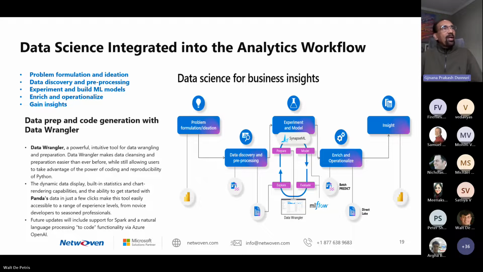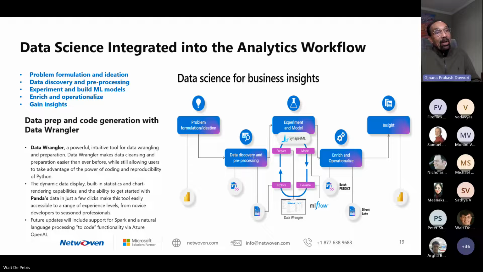Another important thing: data science integrated into the analytics workflow. Problem formulation and ideation. Data science for business insights is inbuilt right now in Fabric. First, it identifies the problem formulation and ideation, what exactly it means. Then data discovery and pre-processing, experiment and build ML models, enrich and operate, and gain insights. Because of that, everything is data observable. Everywhere it is observable, so we can see what is happening and how this ML is going.